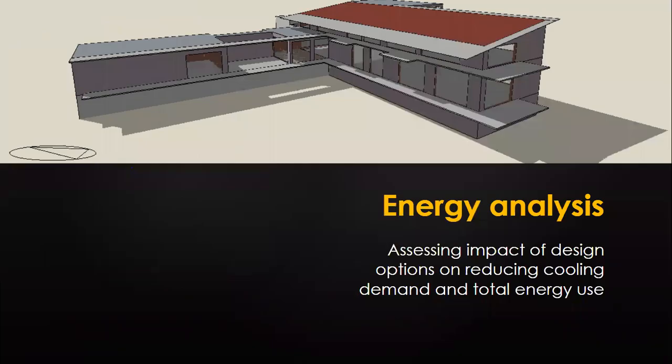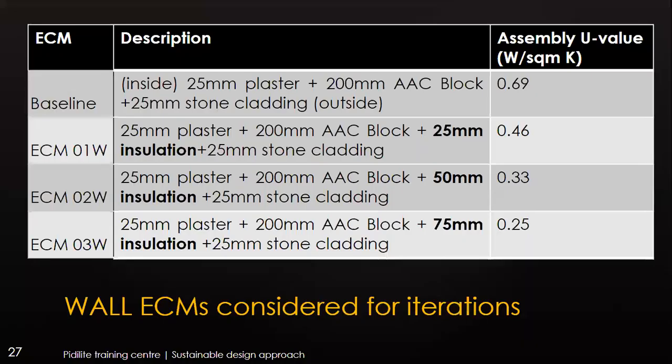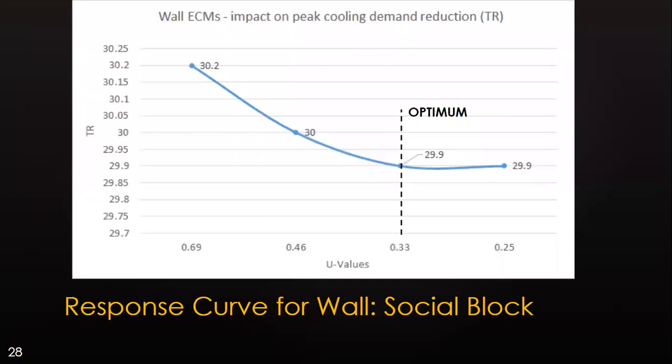And then we looked at the impact of design options on reducing cooling demand, right? Envelope is a combination of various things. It is wall and roof and glazing and shading, everything. And then of course the orientation as well. So here we looked at wall ECMs. The baseline that you see here is what was already done in the design. They had a block wall system with an external cladding, and we tried to assess like 3 different kinds of insulation thickness. And then we looked at, what is the response curve?